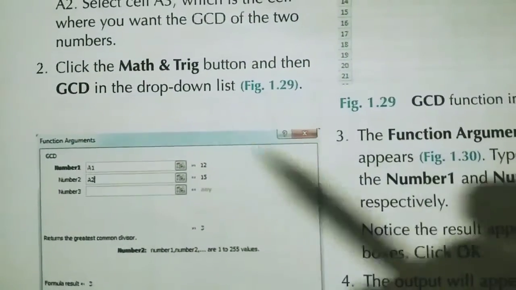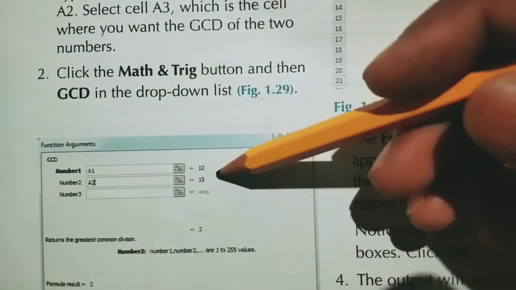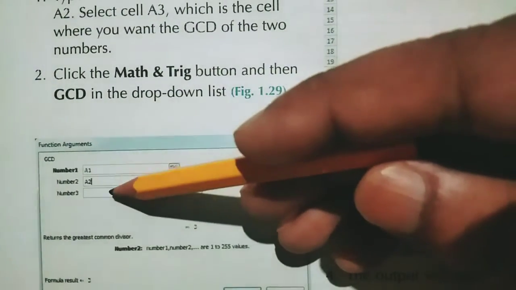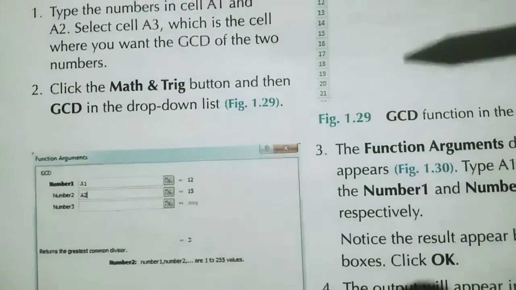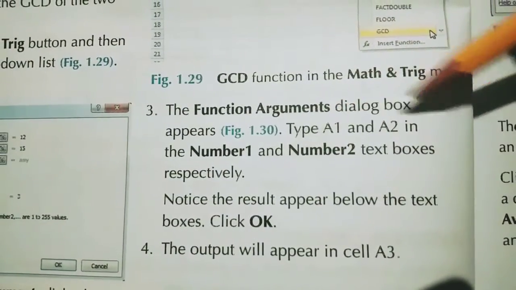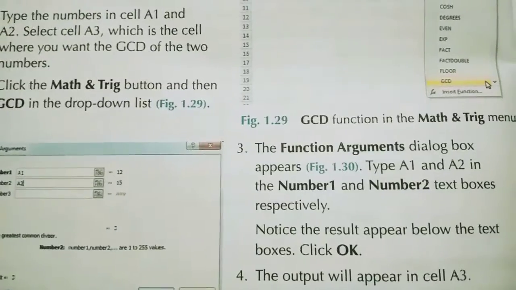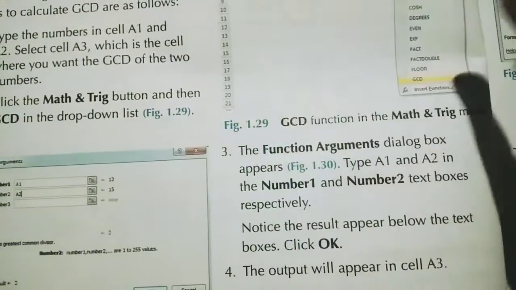Then number 2 box, that is the A2 cell. In the A2 cell the value written is 15. So what will be in number 3? You have to find out. In the dialog box, type A1 and A2 in the number 1 and number 2 text boxes. That means you have to type the cells in which these values are given.